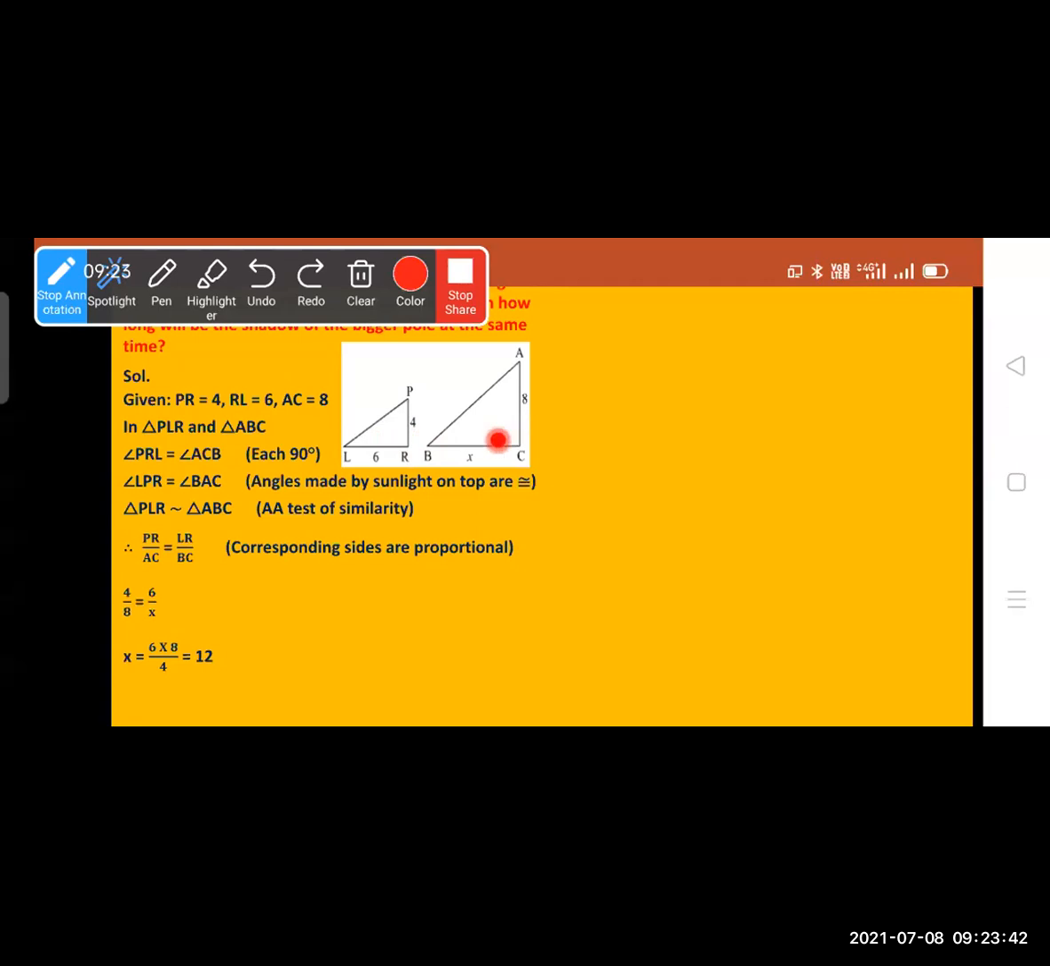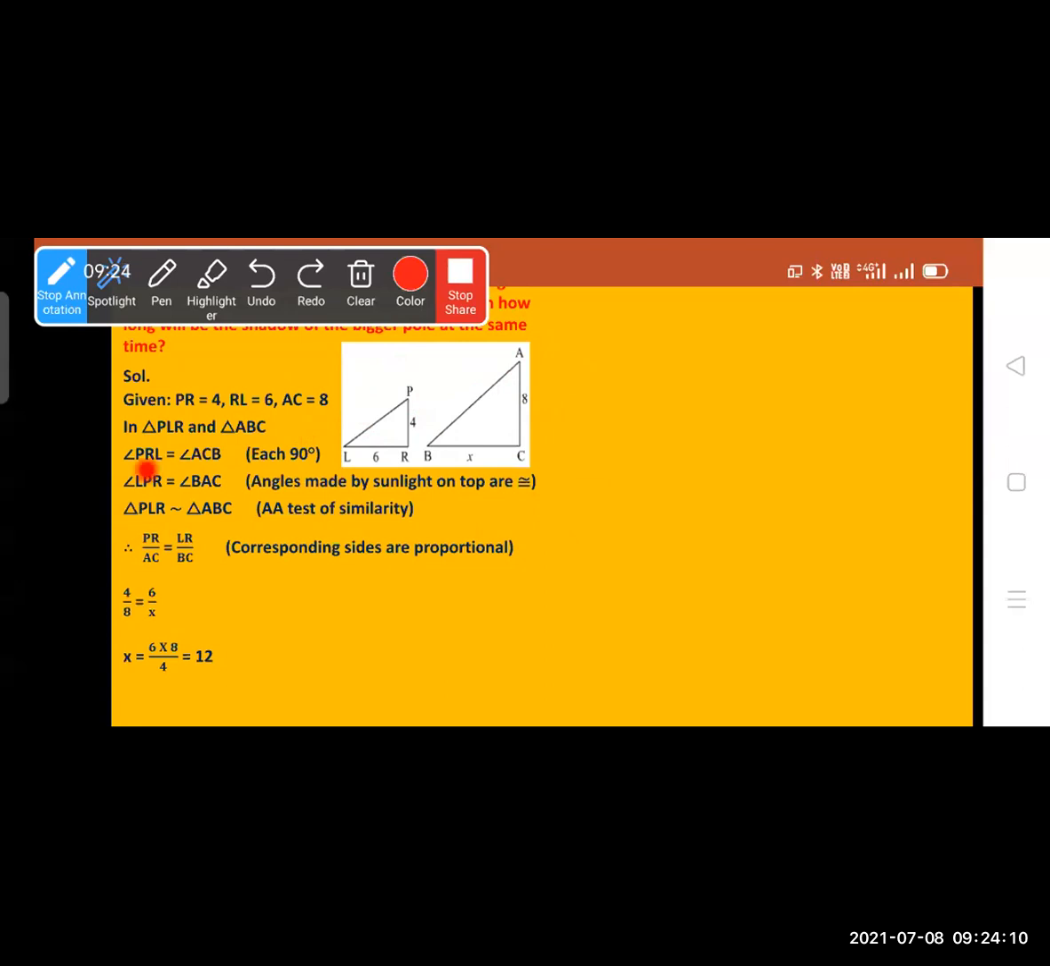First one is angle R equal to angle C, 90 degrees. And second, they are made at the top, so angle P equal to angle A, again congruent. Therefore here two conditions are given. Therefore we write triangle PLR is similar to triangle ABC by AA. If two triangles are similar, then their corresponding sides are in proportion.